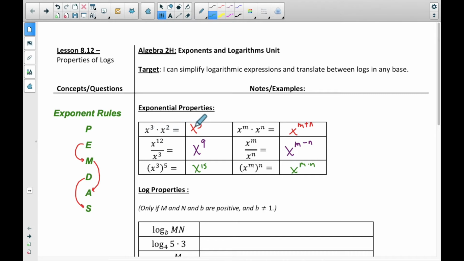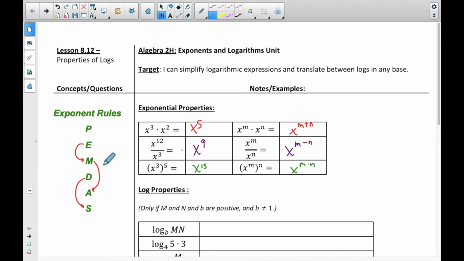When you multiply, you're supposed to add them together and you get 5, which as a rule would be stated this way. When you divide, you're supposed to subtract, and so here's your rule. And when you have a power of a power, you're supposed to multiply those together, and that would give you x to the 15th. And so this is your general rule.